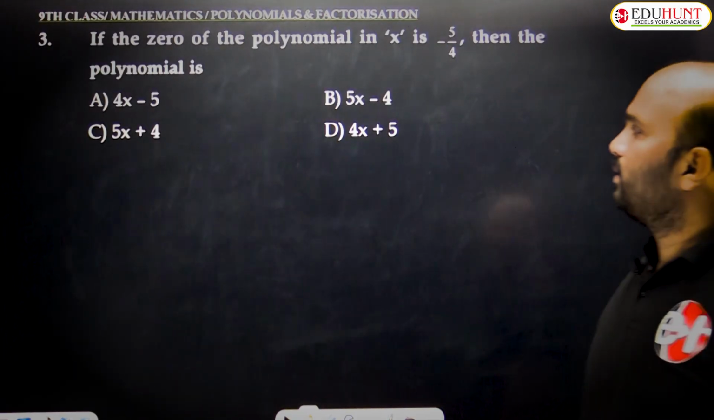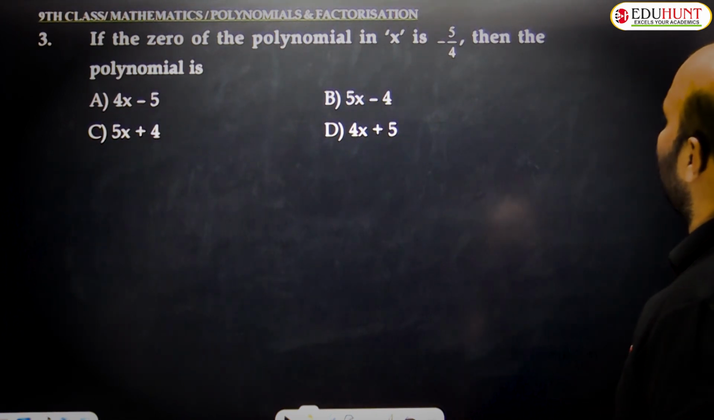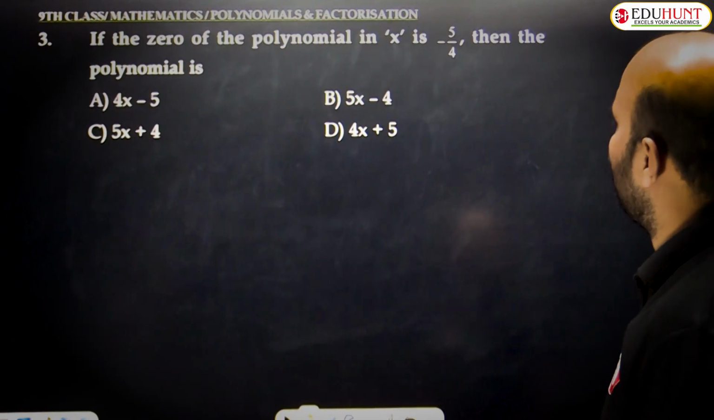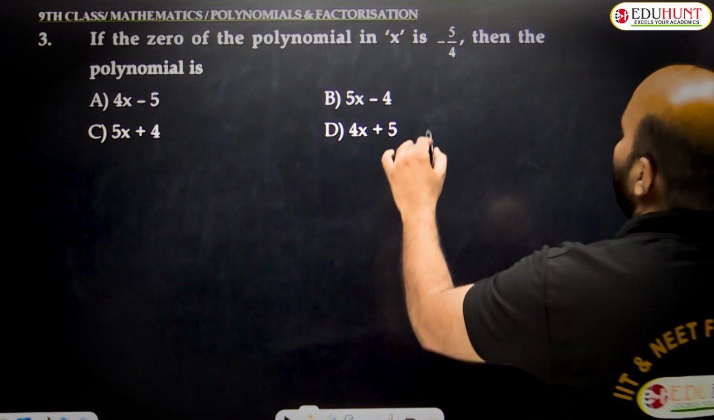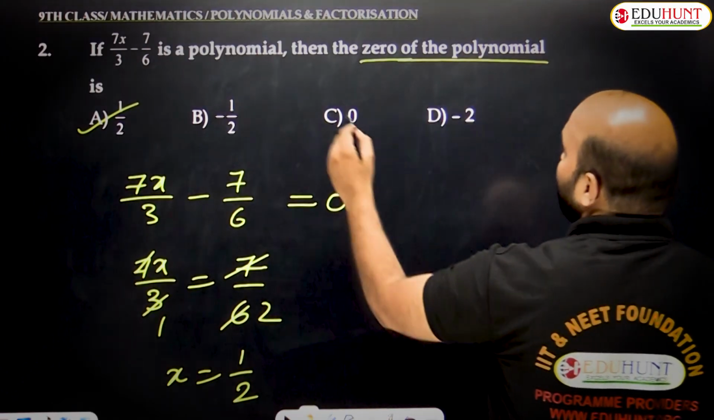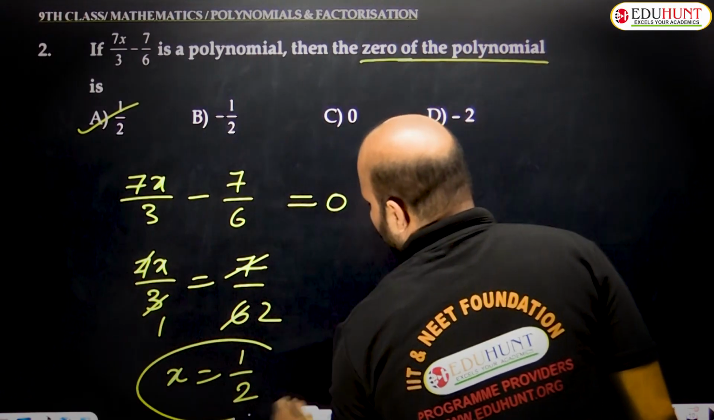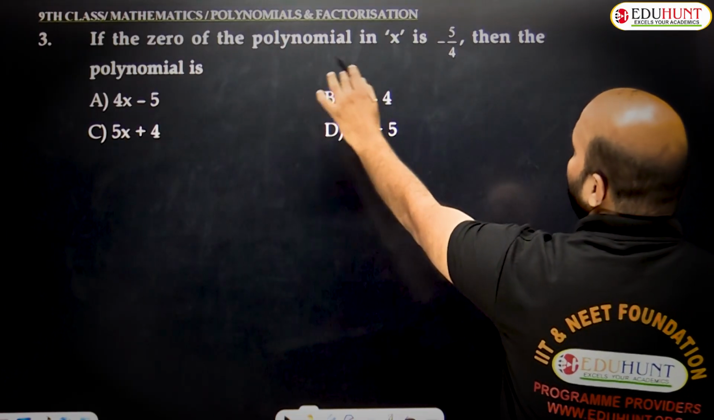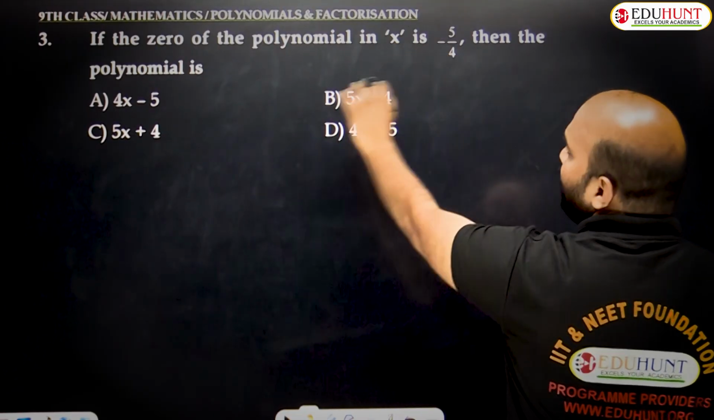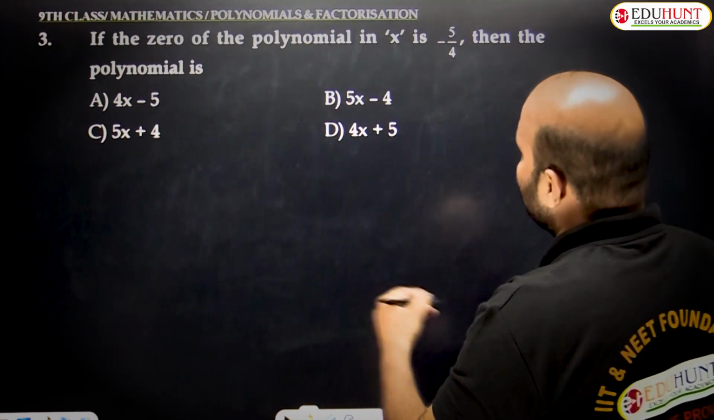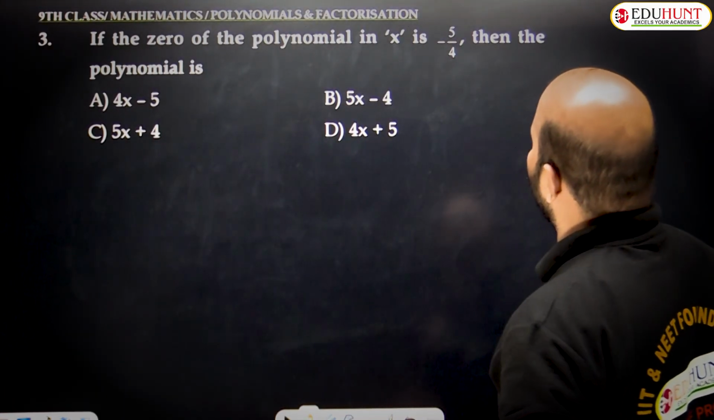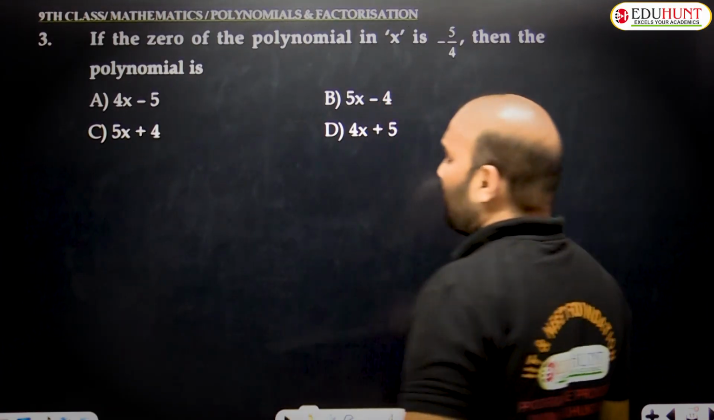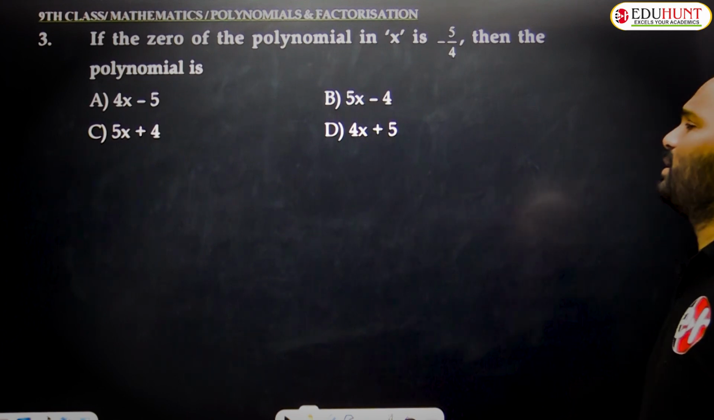Let's go to question number 3. If the 0 of a polynomial in x is minus 5 by 4, then the polynomial is. So what is that polynomial? The 0 of the polynomial in x is already given, nothing but the x value. Here x is minus 5 by 4. Then the polynomial is, so clearly through the options, which one has x value equal to minus 5 by 4? The 0 of a polynomial means the value of the polynomial equation equals 0.